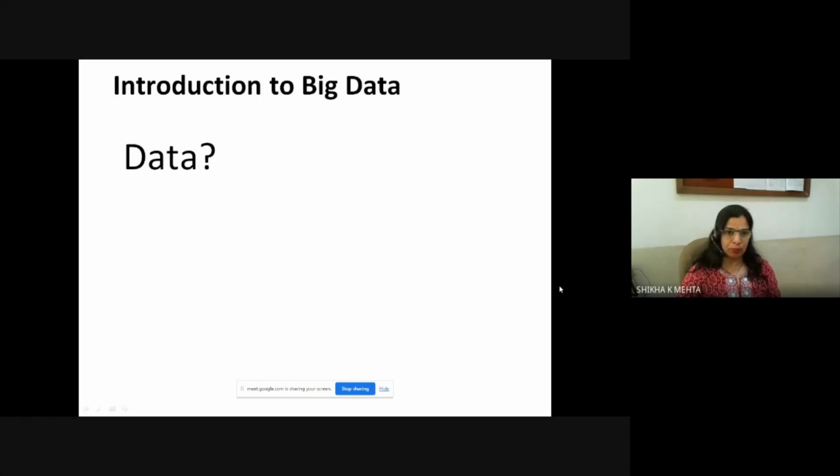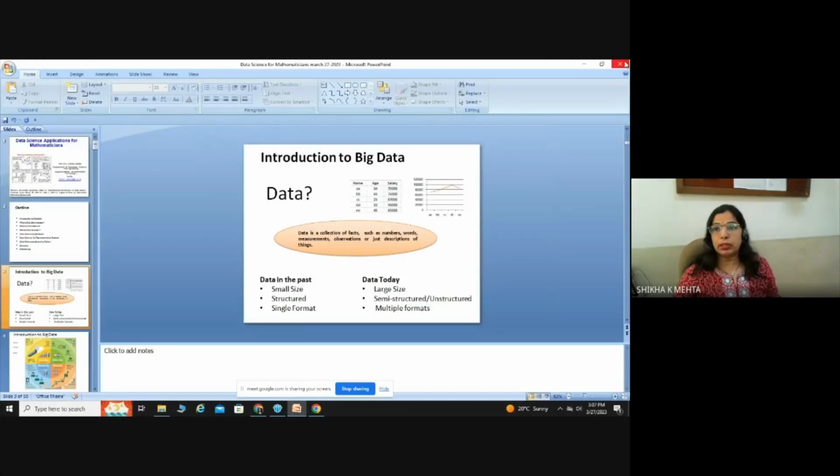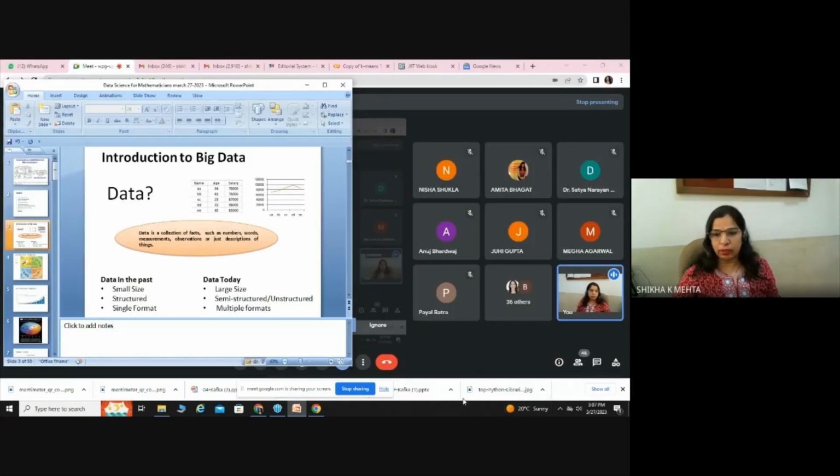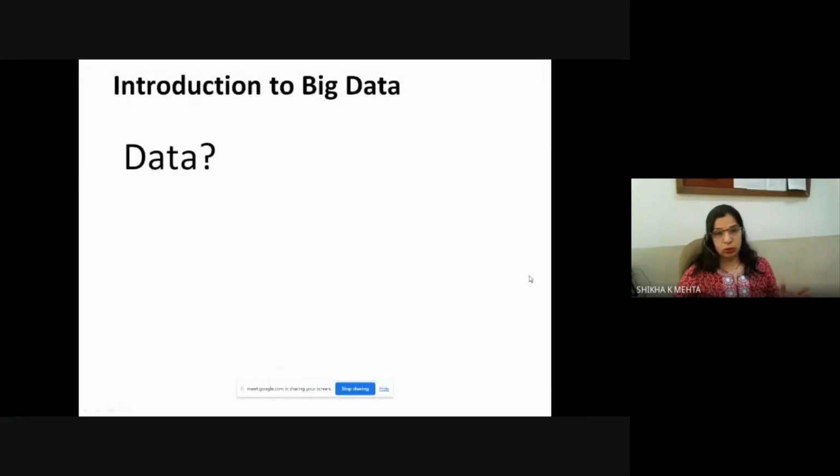So what is data? I request everyone to participate, because without that it will be difficult to proceed further. So what is data? We are always using this term data everywhere. So you may unmute yourself and share your opinion. I'm not looking for any technical definition. How do we define data in layman terms?